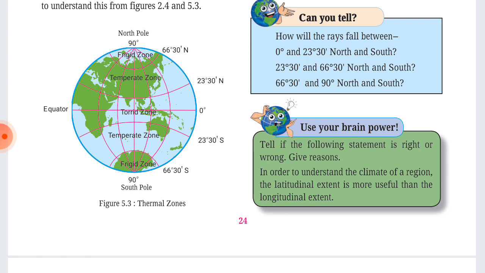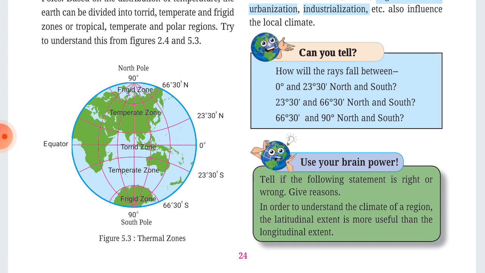Then at the position of 23 degrees 30 minutes south, the Tropic of Capricorn is there. 66 degrees 30 minutes south, the Antarctic Circle is there. And on 90 degrees south, finally, the South Pole, that means Antarctica, is there. So we can see there are 7 parallels of latitude.